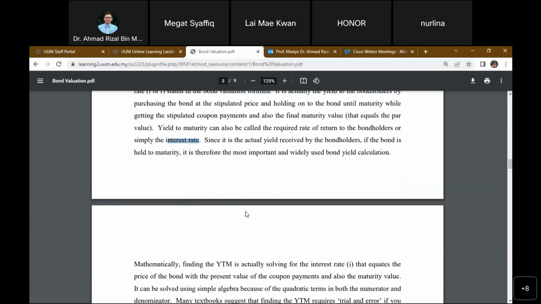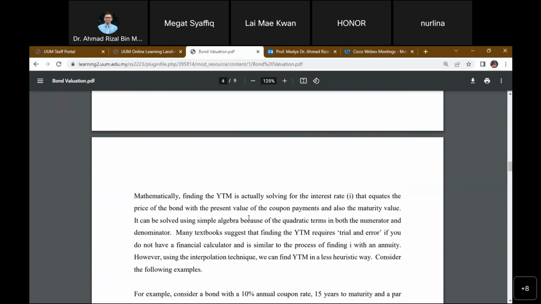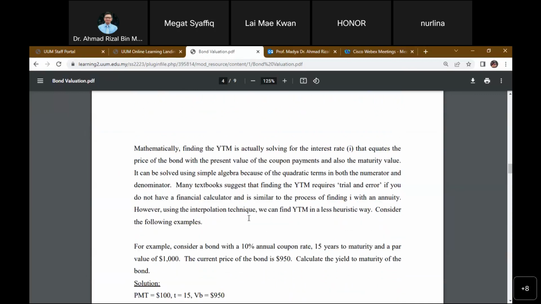Now, what it means is that, based on the earlier questions that you were solving to find the value of the bond, the interest rate is given, alongside the maturity period and the coupon payment, and you solve for the value of the bond.